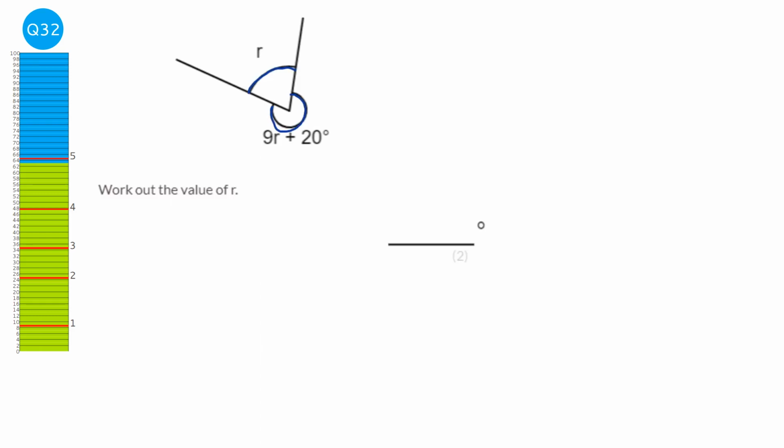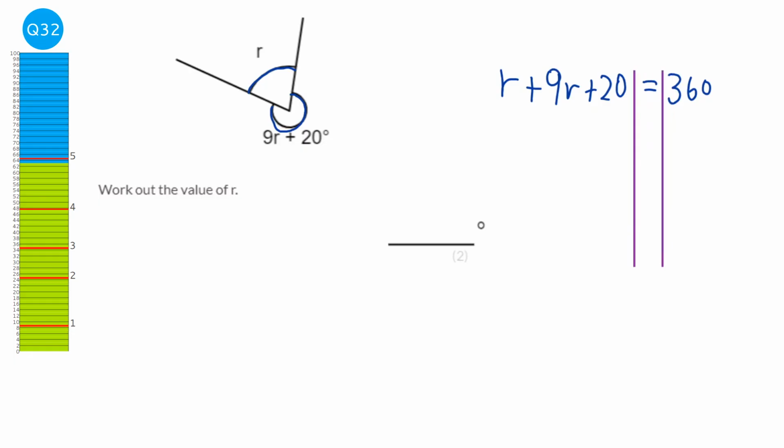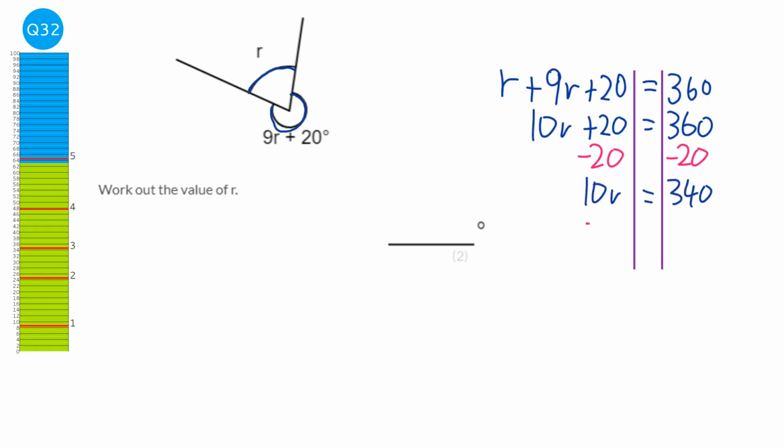So angles on a point add up to 360, and we are given the values of the angles, but in terms of r. So we know that r plus 9r plus 20 will equal 360. So we've got an equation here we can solve. First of all, let's add the r's together, and so that will be 10r plus 20 equals 360. Then we're going to subtract the 20 from both sides. So we have 10r equals 340. And then we're going to divide by 10 on both sides. So we have r equals 34. So our answer is 34.